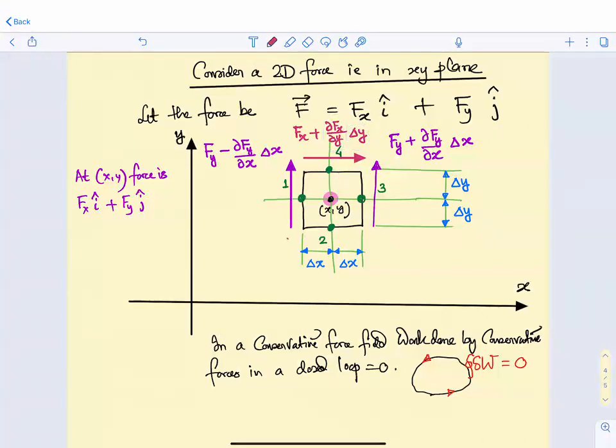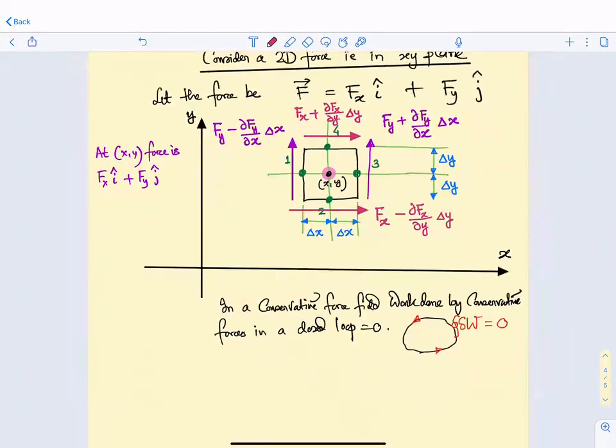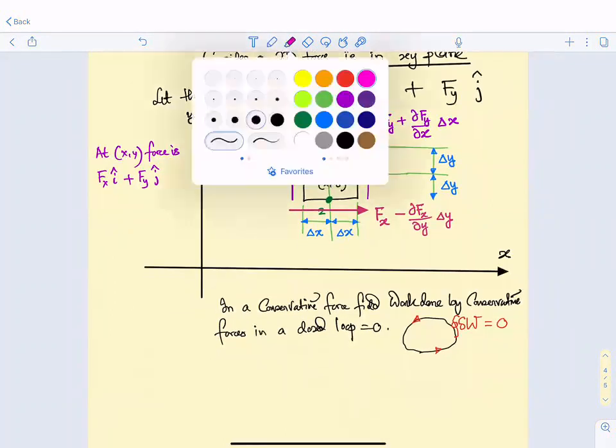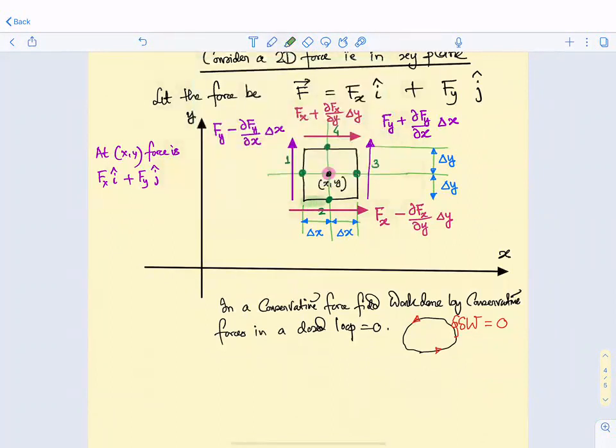Similarly at point 2, the x component of the force is fx, I should write plus del fx del y multiplied by minus del y, or rather insert this minus sign before, minus del fx by del y multiplied by del y. Okay, now we are going to calculate the thing.